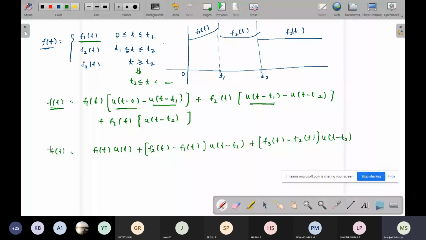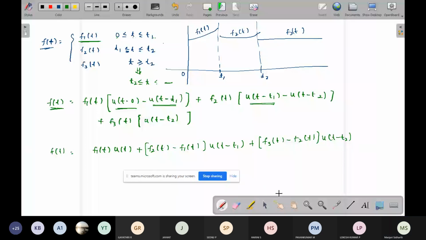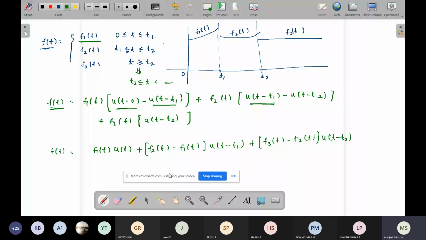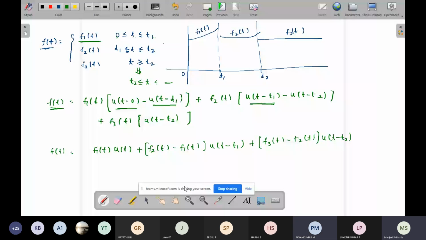Any doubt in this? Any doubt? So is anybody listening? No doubt, ma'am. Okay. So just for 2 minutes, one little concept also. No doubts.